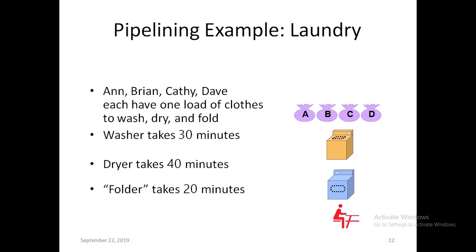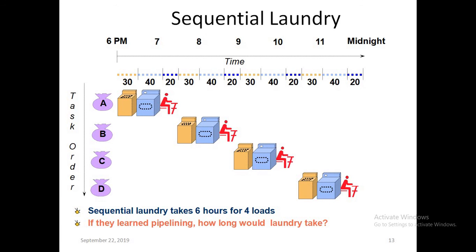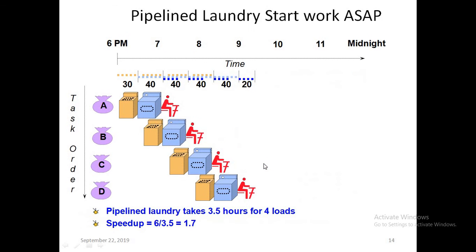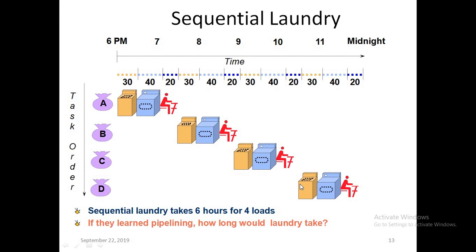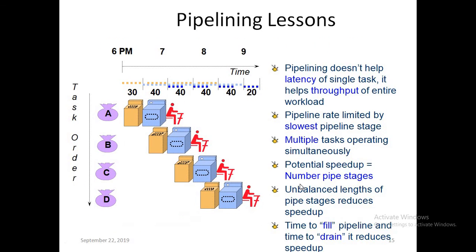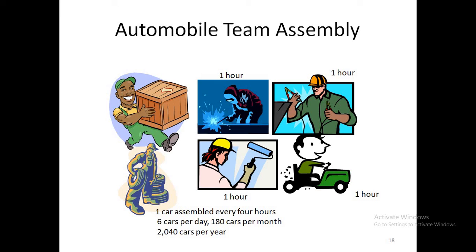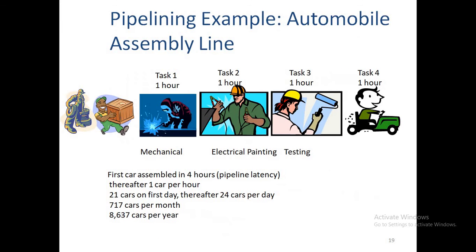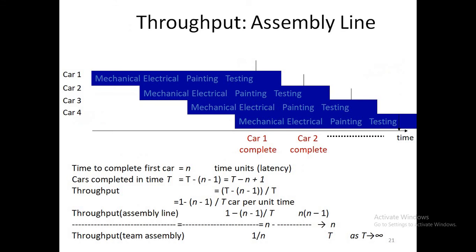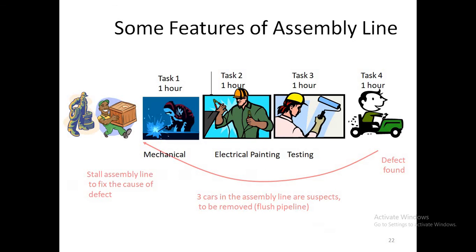This is how pipelining is used in laundry. Sequential laundry is shown first, whereas pipelined laundry is shown down the line. It is very simple to understand with the laundry example. Automobile assembly is another example. A raw product comes and goes through a variety of tasks 1, 2, 3, 4, and all of them are overlapped in their execution. So this is about the assembly line.